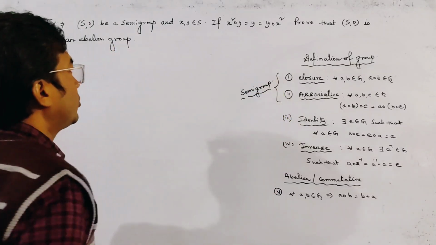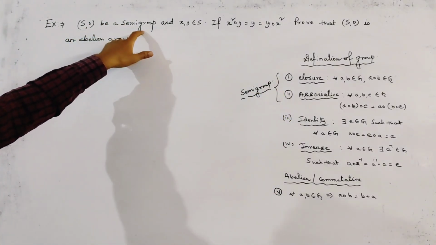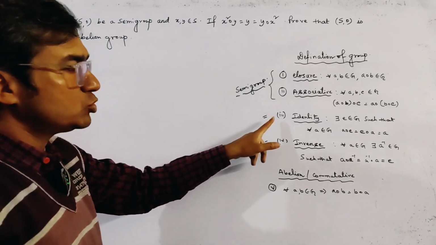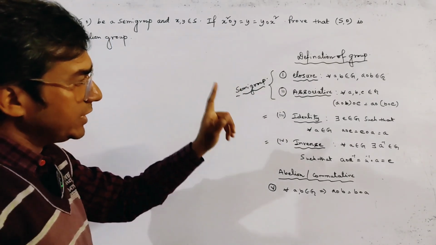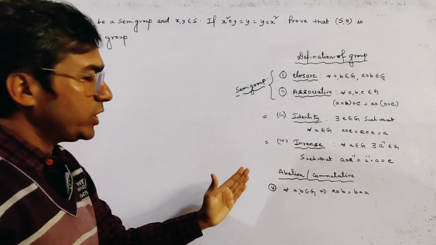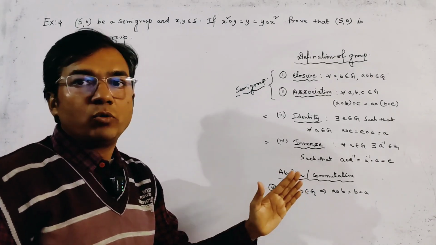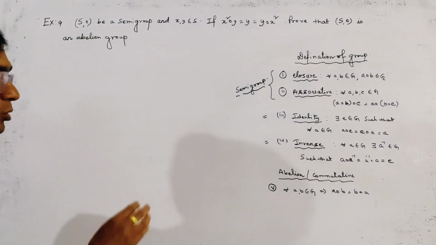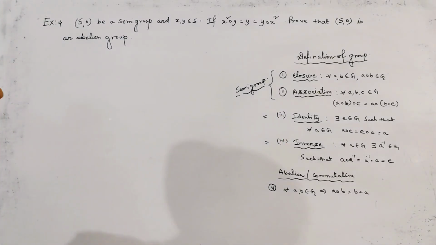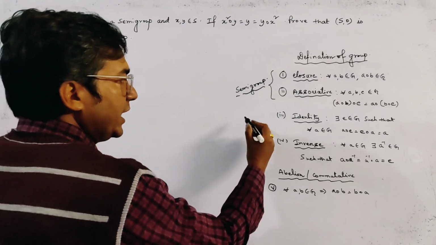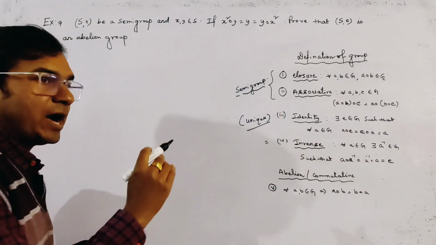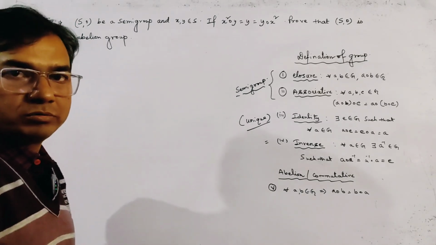So in our problem it is given that it is a semigroup. To prove this semigroup becomes a group, we have to prove two properties: that it has the identity property and the inverse property. Together with them, we also have to prove that the abelian property holds. Now, to prove them one by one, we first try to prove the identity property, and we know that in a group the identity element is always unique, that is, only one identity element exists in a group.